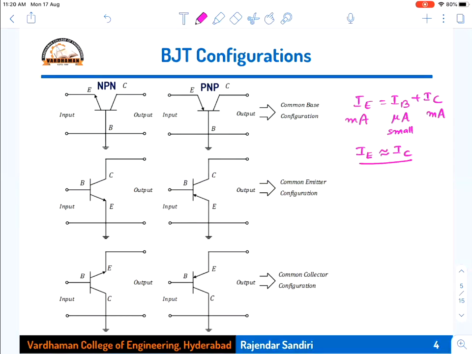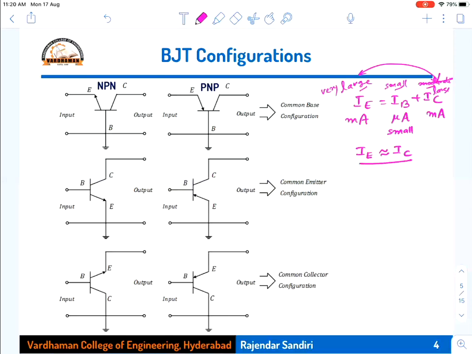So you should remember the magnitudes of IE, IB, and IC. Among all these three, IE is a large current, IB is a small current, and IC is moderate. In terms of magnitudes, you should tell which is large, which is small, which is moderate. It's not even moderate, it is also large only. Maybe you can write IE as very large and IC as large. That means both are almost close to each other. That is about the currents.